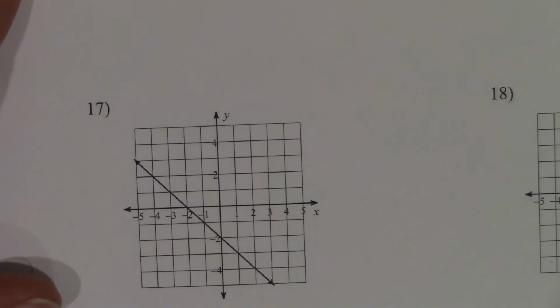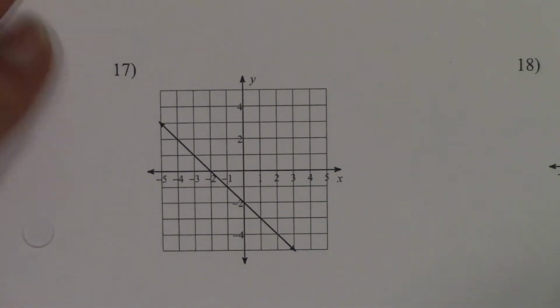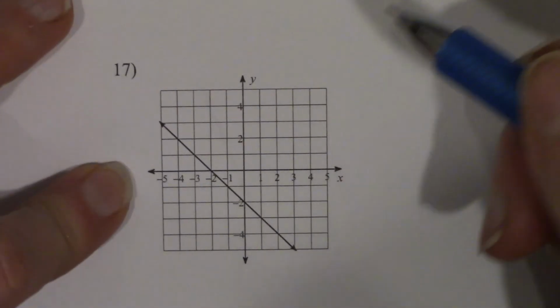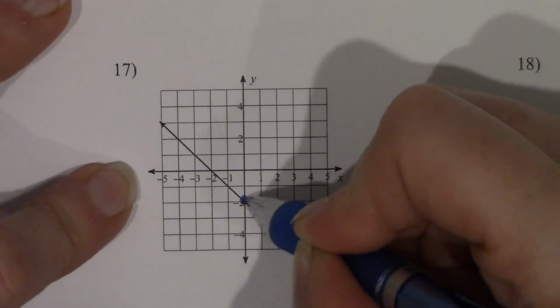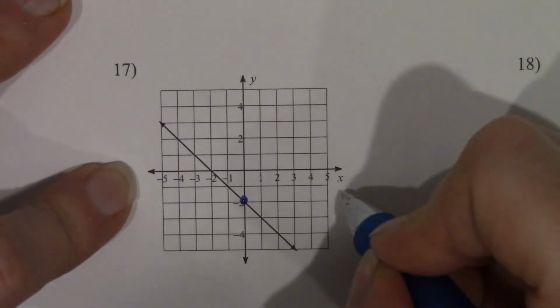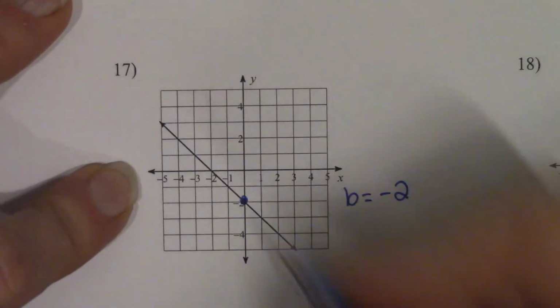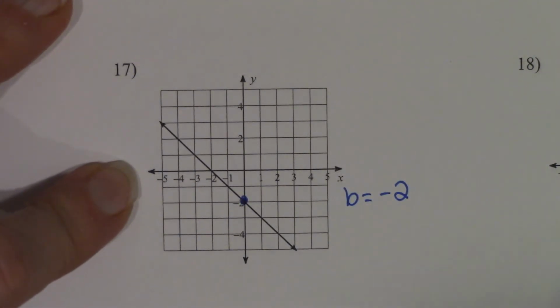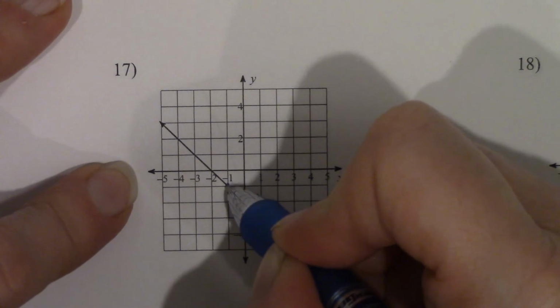Okay, here's number, I'm going to skip down, see if you guys are paying attention. I'm going to skip down to number 17, because that's easy for my camera to read. Okay, so I'm going to see where the line crosses the y-intercept. It's crossing down here at negative 2. So my beginning point is negative 2. Now I need to find some other points on this graph that my line intersects. Well, it's a lot of them. It's going through there, it's going through there. Look at all those corners.